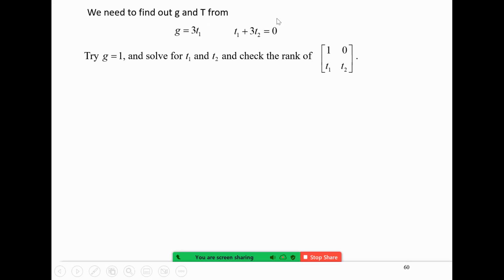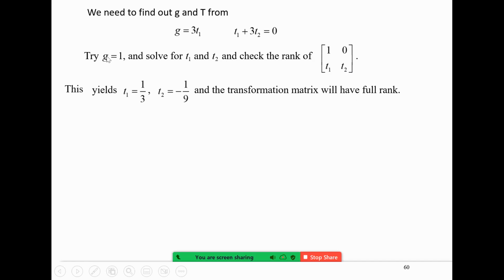Then you have two equations, right? You get T1, T2. Of course, you know, T2 cannot be 0, right? Remember, that is a condition. So you pick G as 1, right? Then you get T1 and T2.